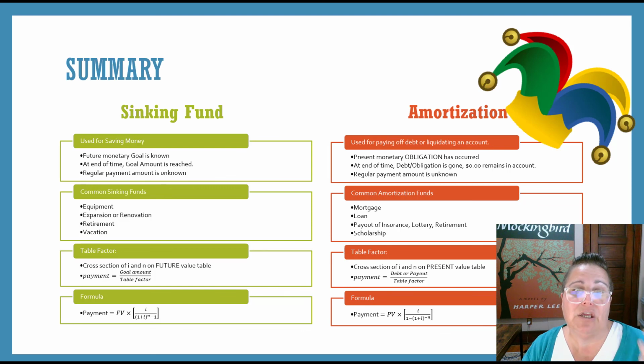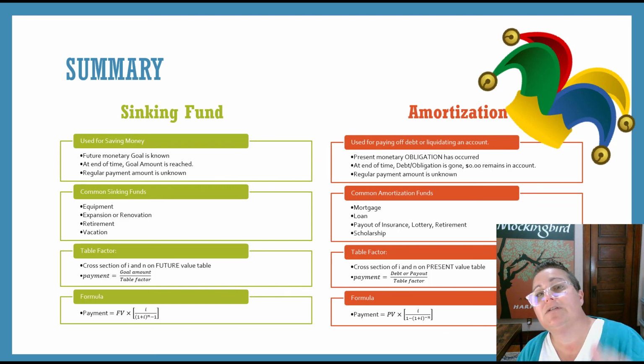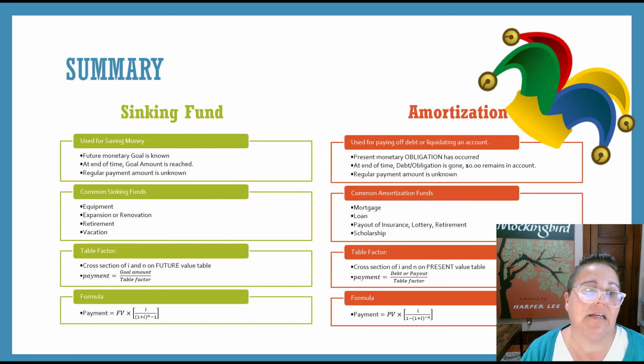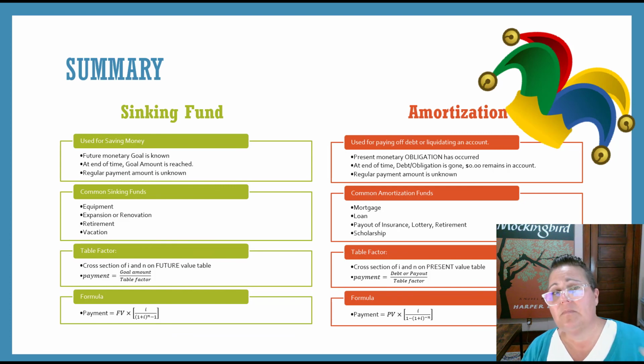You can use the future value table factor to find the sinking fund. The payment amount is found by taking the goal and dividing by that table factor. Or there is also a formula that is listed. It's future value times i divided by an entire denominator that is 1 plus i to the nth minus 1.